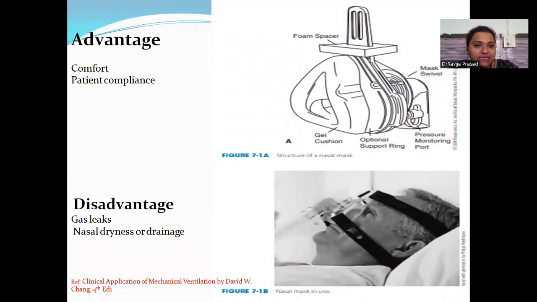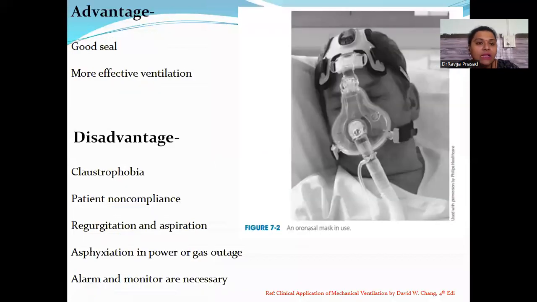Now, as you can see, its advantages are comfort and patient compliance, and the disadvantages are gas leakage, nasal dryness, or drainage. You can see over there how you need to put the mask on the patient in a proper manner, how you need to put an NIV mask on the patient. Now, what are the advantages? The first advantage is a good seal. Second, more effective ventilation. Yes, I know one thing, it becomes very uncomfortable for the patient when you put that NIV mask on the patient's face.